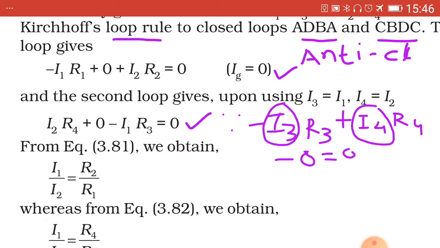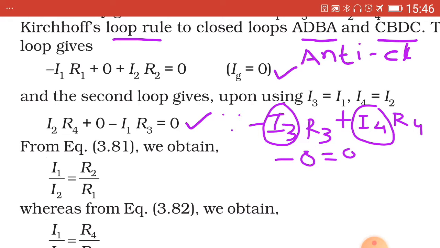If we take the order CBDC, then first I4 R4 term will come and then minus 0, and lastly it will come minus I3 R3. Now substituting for I3, which I have encircled, equal to I1 and I4 equal to I2, because of Kirchhoff's first rule which we have already derived, this will be equal to I2 R4 plus 0 minus I1 R3 equal to 0. Now the two sets of equations have been tick marked.